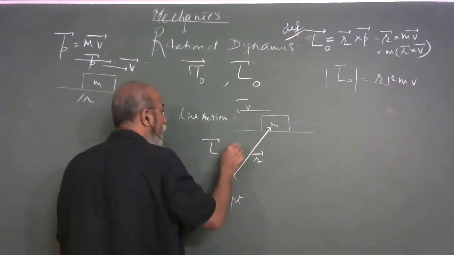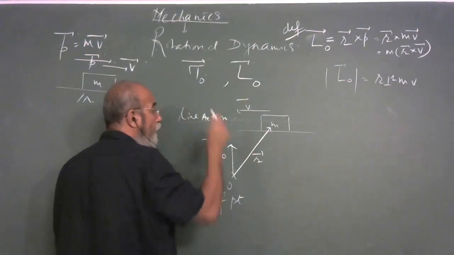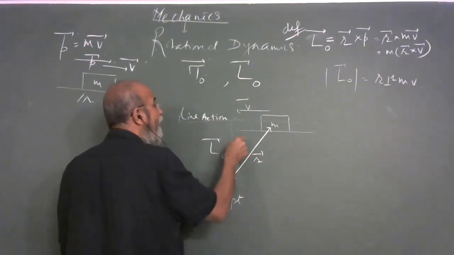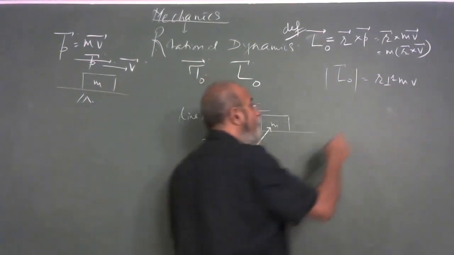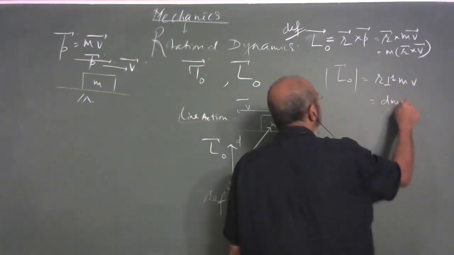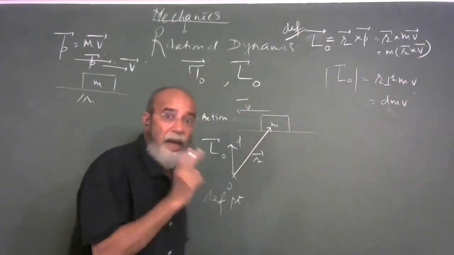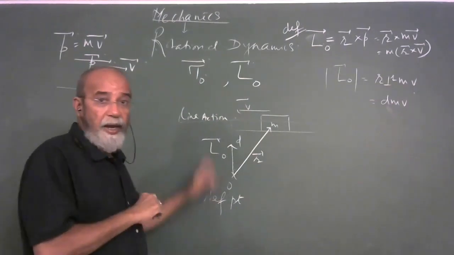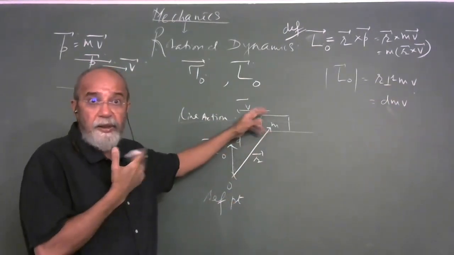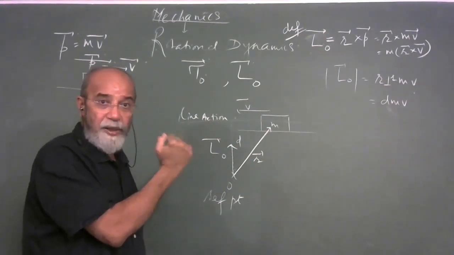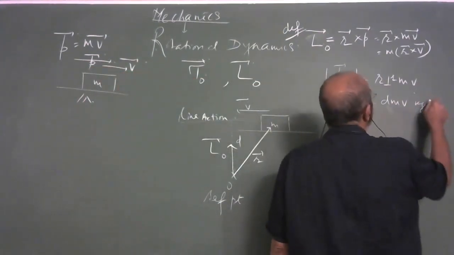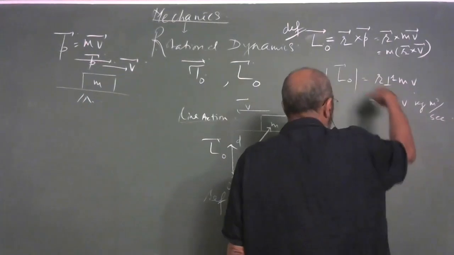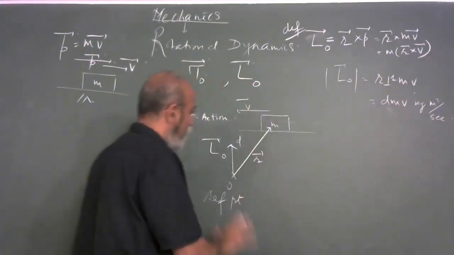Draw a perpendicular to the line of action. R perpendicular. Let us say it was D. At an instant, the V could be changing. Angular momentum about O at this instant, the examiner gives the values, and you get the answer in kilogram meter square per second. Magnitude, and direction.